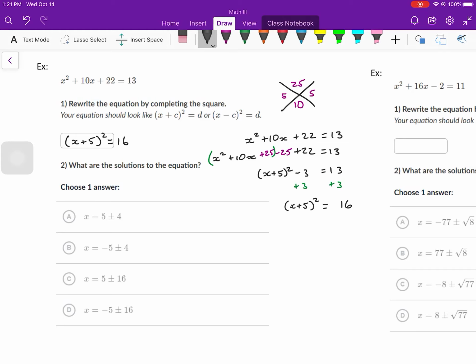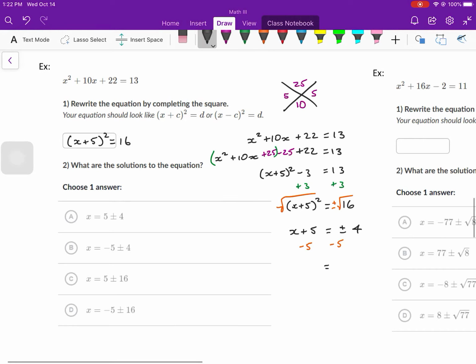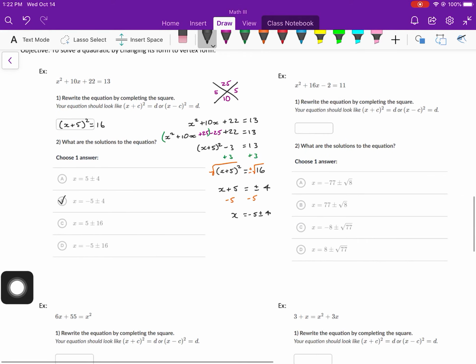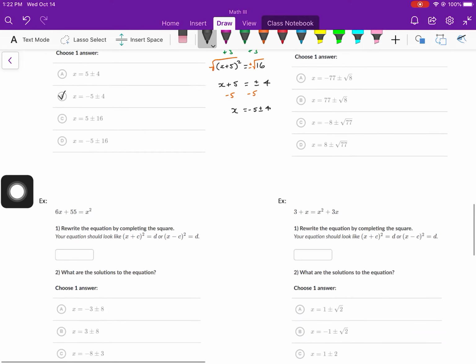Now we got to figure out what x equals. So what we're going to do is we're going to square root both sides. Remember, that's where the plus or minus comes in. So that's going to be plus or minus 4. Then we'll subtract the 5 to the other side to get negative 5 plus or minus 4 for our x value. And we just put that negative 5 in front of the plus or minus. That's fine.